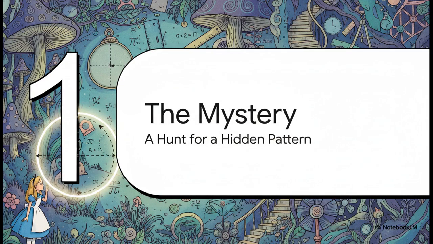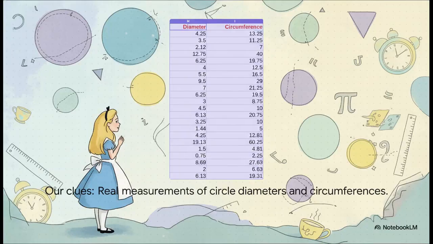What we're looking for is a pattern, some kind of connection between a circle's diameter, the distance straight across the middle, and its circumference, which is the total distance all the way around. Okay, these are our clues. And look, this isn't some perfect, clean data from a textbook. This is a list of real measurements taken by actual students, probably with things like string and a ruler. So you can totally expect some little wobbles, maybe a few slips, some rounding. In other words, you can expect some noise. This is what data from the real world actually looks like.